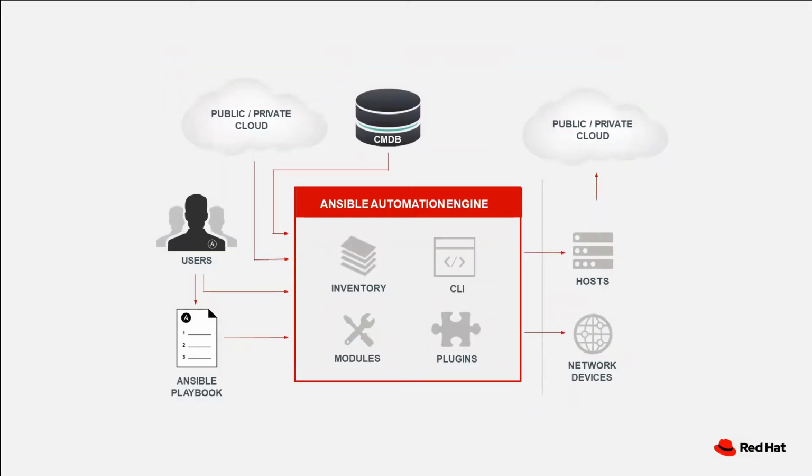So the Ansible engine is comprised of various components, as you would imagine. If we look in the middle, the Ansible automation engine really starts with the inventory, and it's command line driven. And we have modules and plugins, and I have a couple of slides on how those work. On the left side, we have the input to the Ansible engine. This could be users executing a playbook, or inventory coming from a CMDB, or output from our cloud providers or from our private cloud.